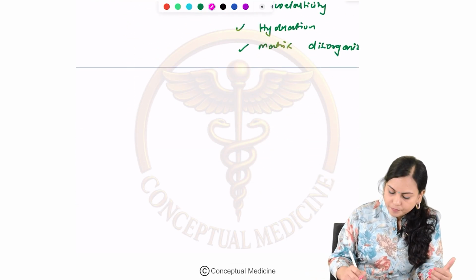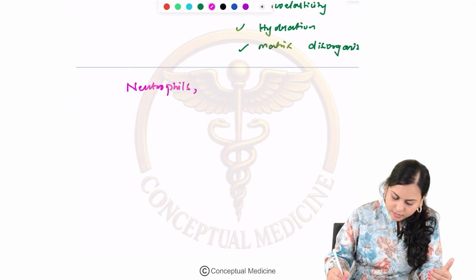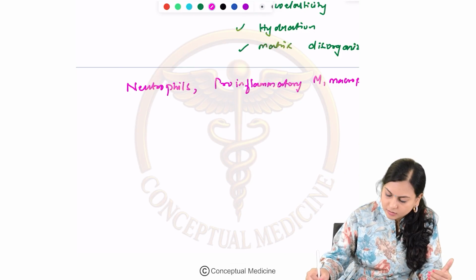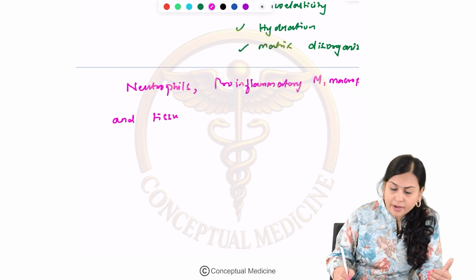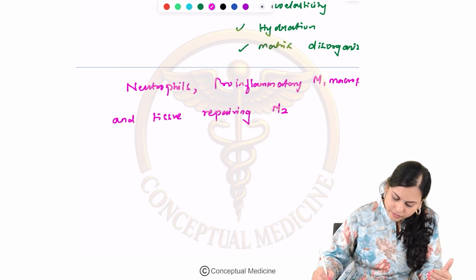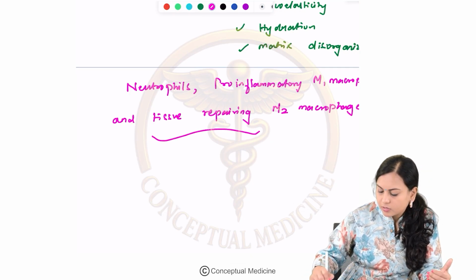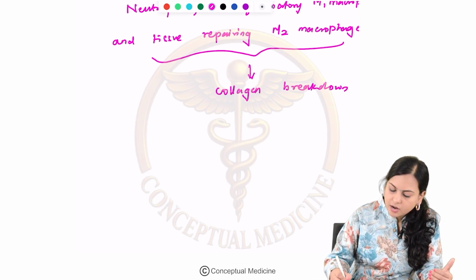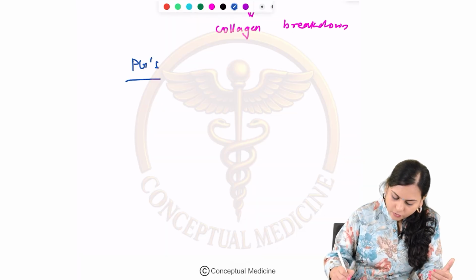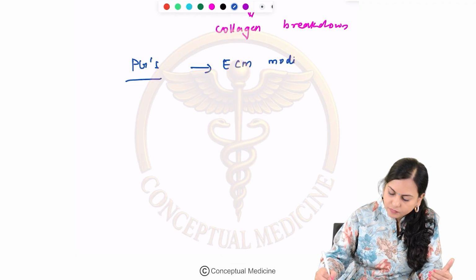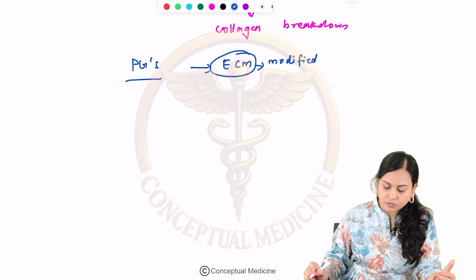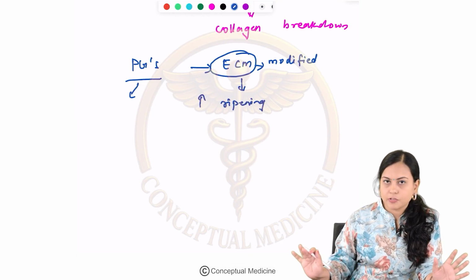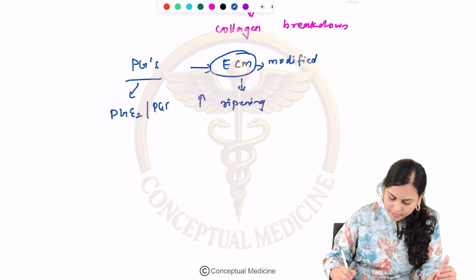Clear? And remember that there is activation of neutrophils, pro-inflammatory M1 macrophages, and tissue repairing M2 macrophages. So, these are all going to cause collagen breakdown. Also, the prostaglandins are going to cause modification in the extracellular matrix structure. Okay. So, this will aid the ripening also. Okay. Especially which prostaglandins means it is the prostaglandin E2 or prostaglandin F2 alpha.